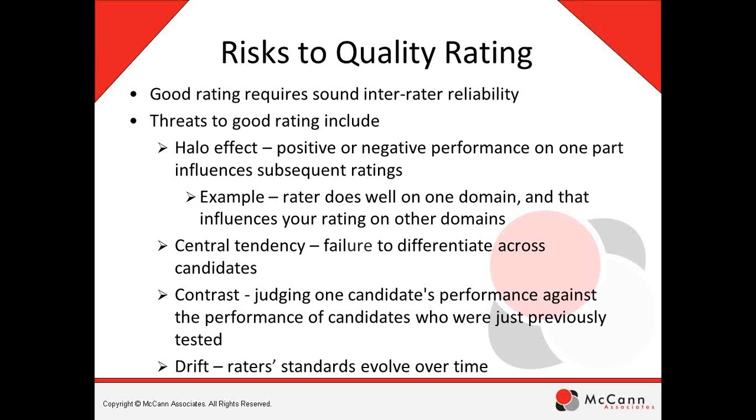There are known threats to quality rating, and raters should always keep these issues in mind as the scoring is conducted. One of these threats is the halo effect. This represents a situation where positive or negative performance on a part of a test can influence subsequent ratings. An example of this might be that a test taker does well on one particular vignette and is subsequently rated and viewed positively on other vignettes.